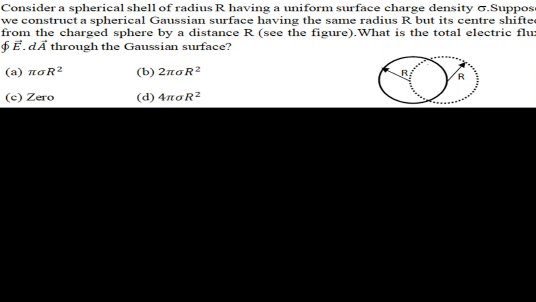So in this case, the dotted surface is the Gaussian surface, and the solid surface is the uniform charge carrying spherical cell. Both surfaces have the same radius and their centers are shifted by a distance r from each other. So this distance is r. Now what has been asked is, what will be the flux through this Gaussian surface?